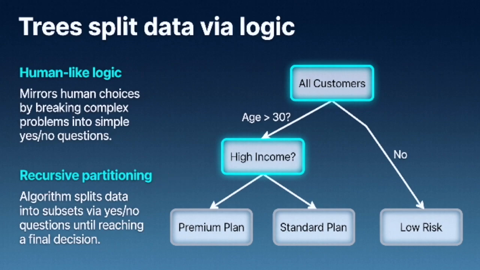For example, a decision tree may first ask, is the customer's age greater than 30? If the answer is yes, it may then ask, does the customer have a high income? Customers with high income may be classified as premium plan, while others are assigned to the standard plan. Similarly, the tree can classify customers as low risk or high risk based on the sequence of decisions. This step-by-step structure makes decision trees easy to interpret and effective for both classification and prediction tasks.